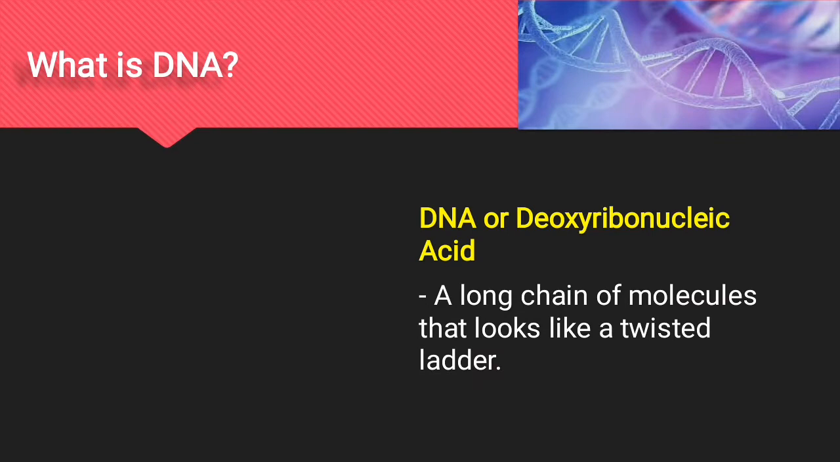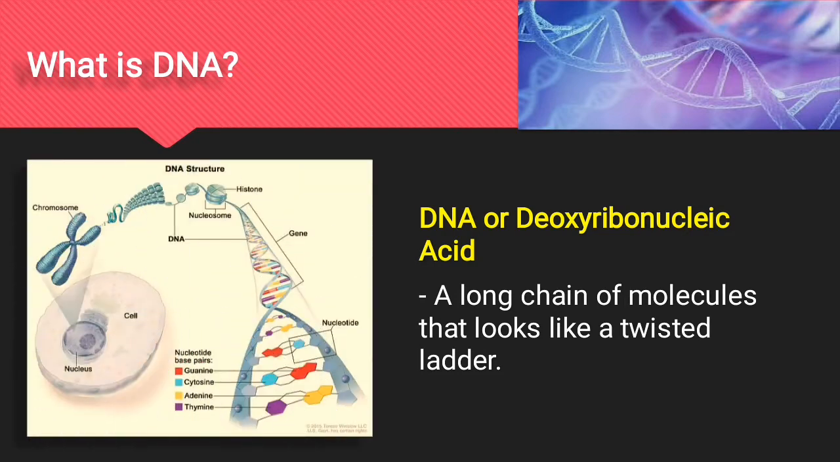Let us recall, class, what is DNA? DNA is short for deoxyribonucleic acid, and you probably heard that it's what makes you unique. Based on the given picture, it is a long chain of molecules that looks like a twisted ladder, and the rails are made of sugar and phosphate molecules. If you still can recall during your junior high school, each rung is a combination of 4 different nucleotide bases. They are adenine, guanine, cytosine, and thymine.